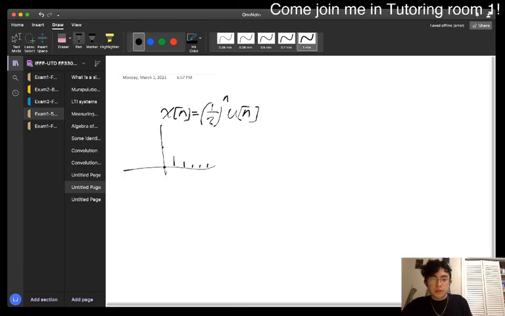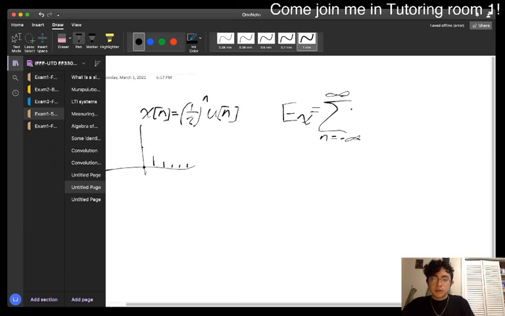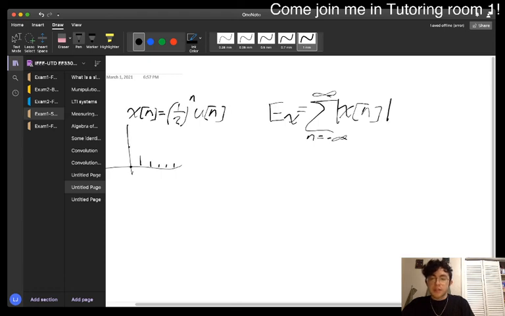So E of x. Yeah, so what is this? Since this is a discrete signal, we're going to write the sum from negative infinity to infinity of the absolute value squared of x of n. Don't forget the absolute value and the squared.